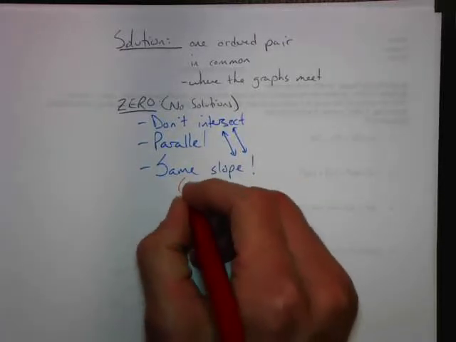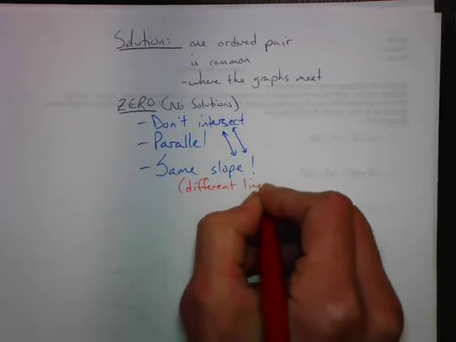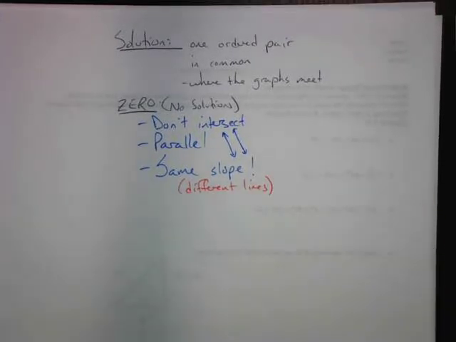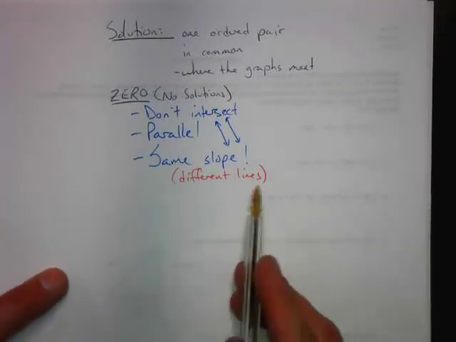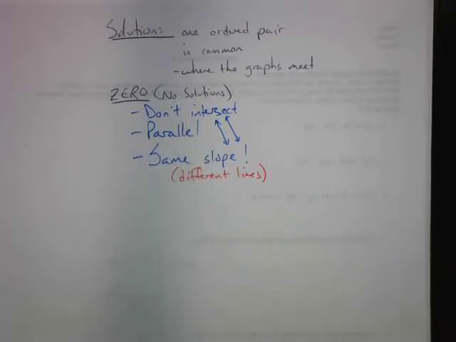So they're two different lines. They have the same slope. They are parallel. And if they're parallel, they don't intersect. And if they don't intersect, they have no solutions. So how can we tell by looking at a system of equations if a line is parallel? Different lines, parallel, same slope. They don't intersect, 0 solutions.